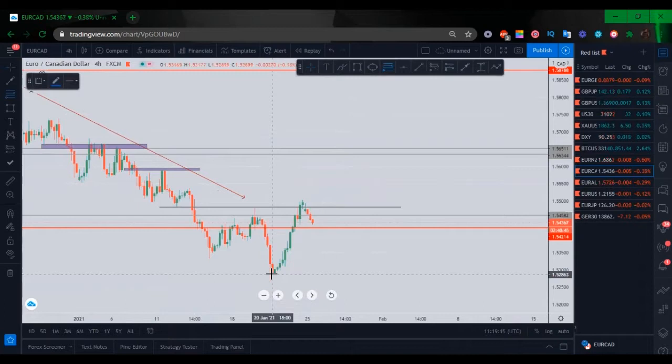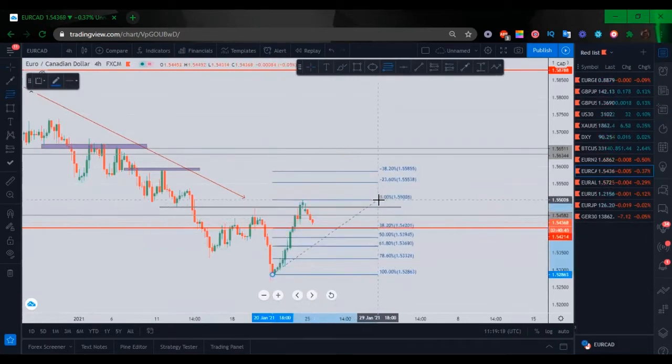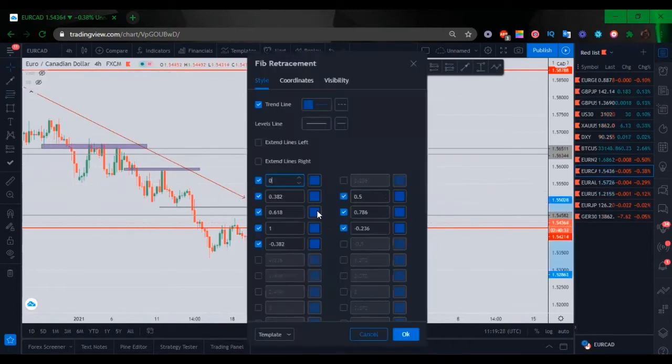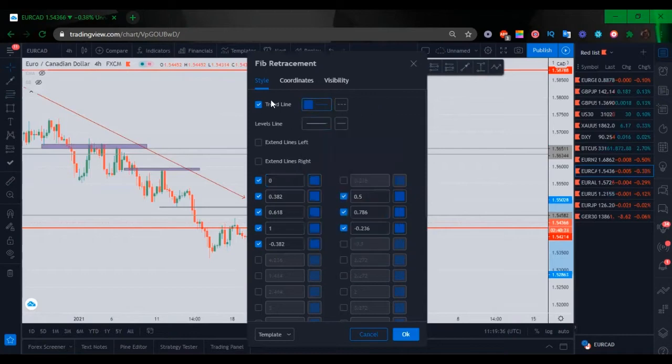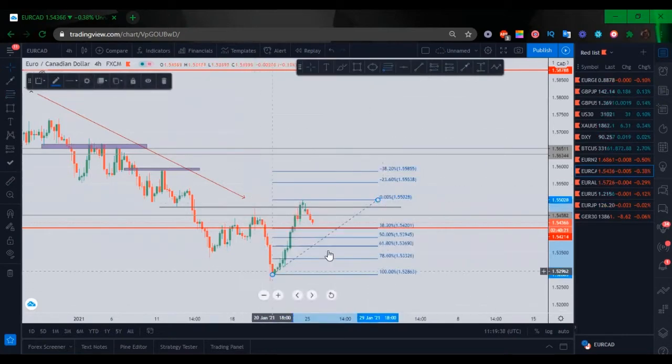So we have our level where the market started pushing up from right here up to this point. So I have my 100% right here, and I have my 0% up here. If you double click on it, you have your Fibonacci retracement parameters right here. You can change the color, which is this. You can remove the trend line. There's a trend line in between there, and you can use it to calculate the trends.